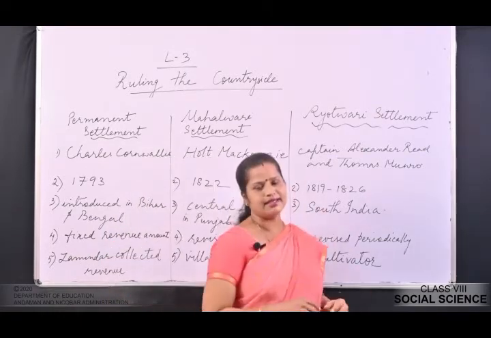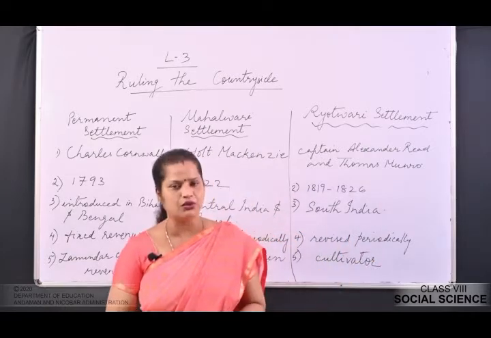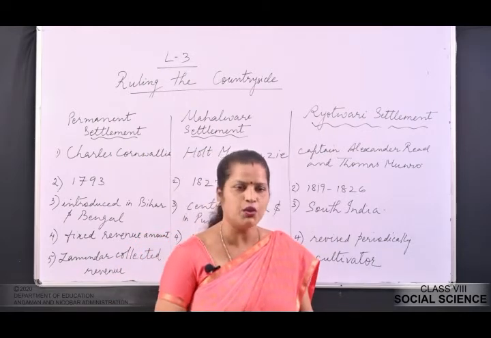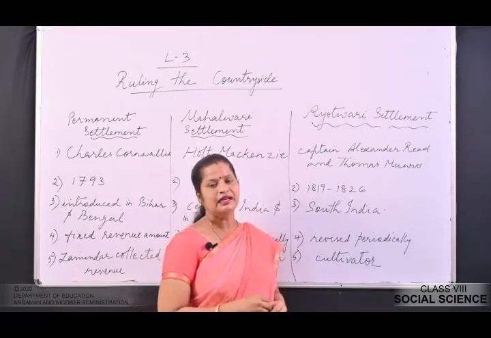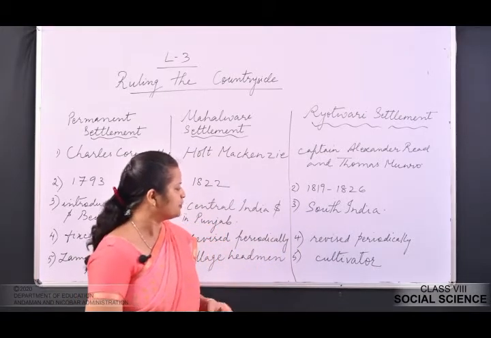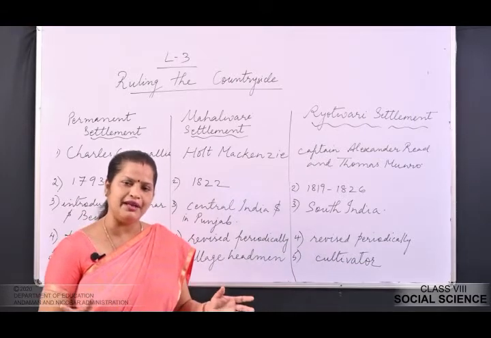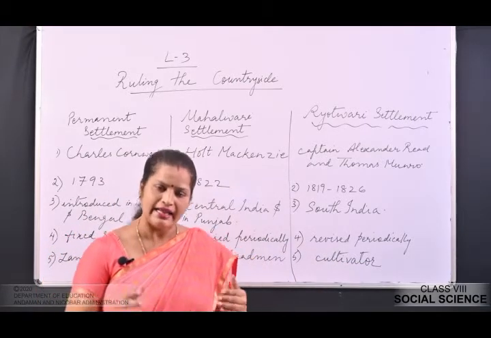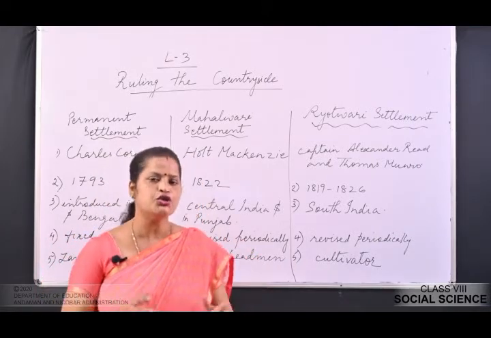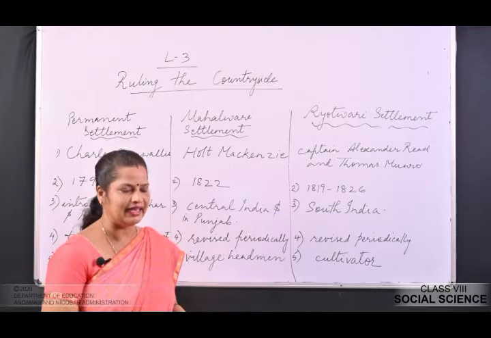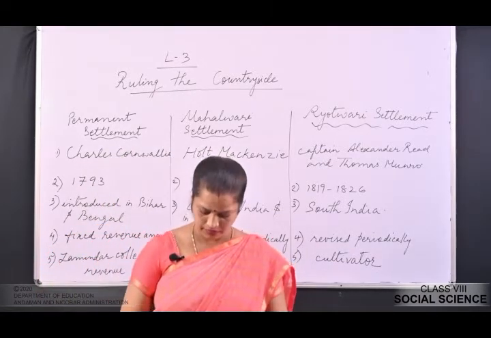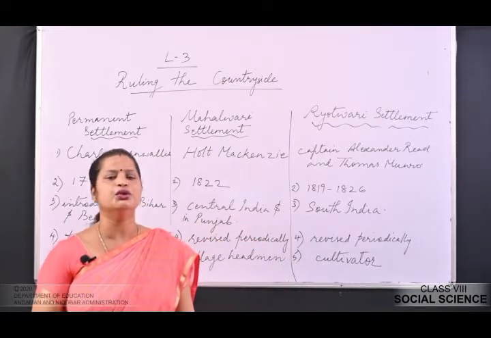Third comes the Ryotwari Settlement. It was mostly practiced in South India because in South India in those days the zamindari system wasn't there. It was introduced by Captain Alexander Read and Thomas Munro between 1819 and 1826, and here also the amount can be revised periodically. As I told you before, as there was no zamindari system in southern India, the revenue amount was directly collected from the cultivator by the company. Is that okay? Now let's move to the new topic.